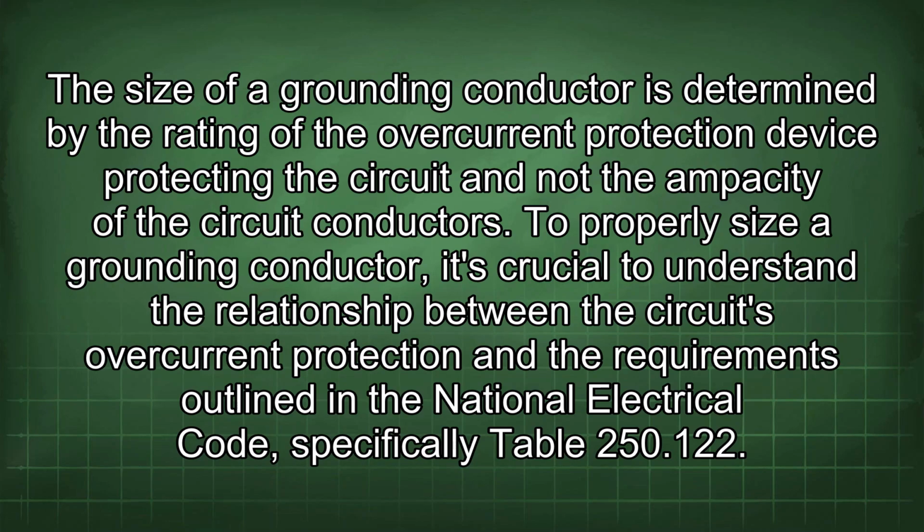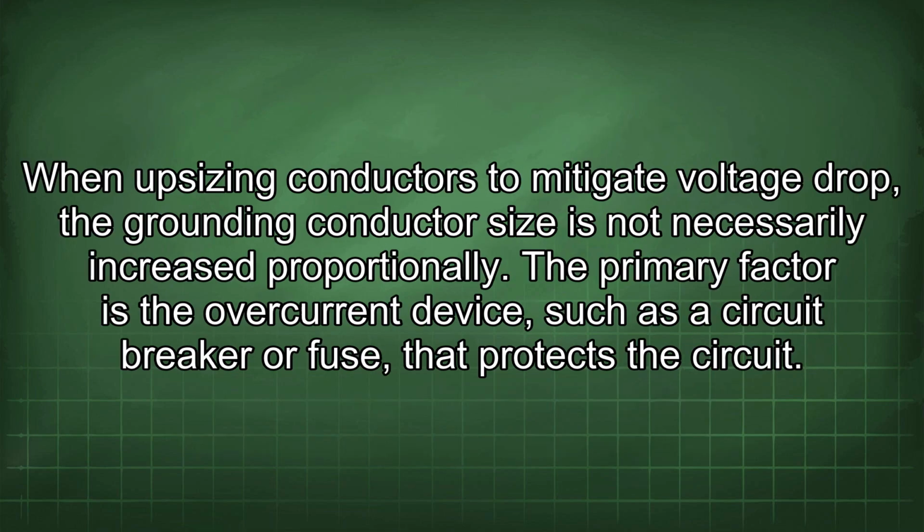The size of a grounding conductor is determined by the rating of the overcurrent protection device protecting the circuit and not the ampacity of the circuit conductors. To properly size a grounding conductor, it's crucial to understand the relationship between the circuit's overcurrent protection and the requirements outlined in the National Electrical Code, specifically Table 250.122. When upsizing conductors to mitigate voltage drop, the grounding conductor size is not necessarily increased proportionally.